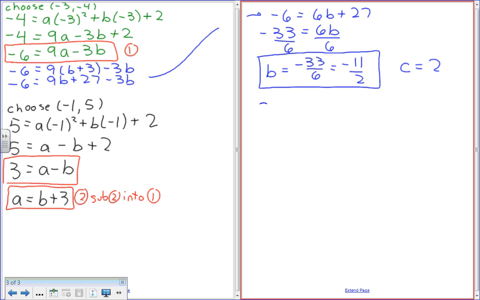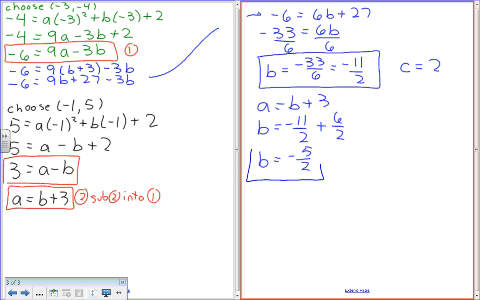Here we go. So A is equal to B plus 3. B is equal to negative 11 over 2. A is equal to negative 11 over 2 plus 6 over 2. Where the heaven did 6 over 2 come from? That's just 3. So A is equal to negative 5 over 2. Now, there will be someone, let's call him INQB 2013, that on their next test will leave me that as the final answer and I will say wrong.